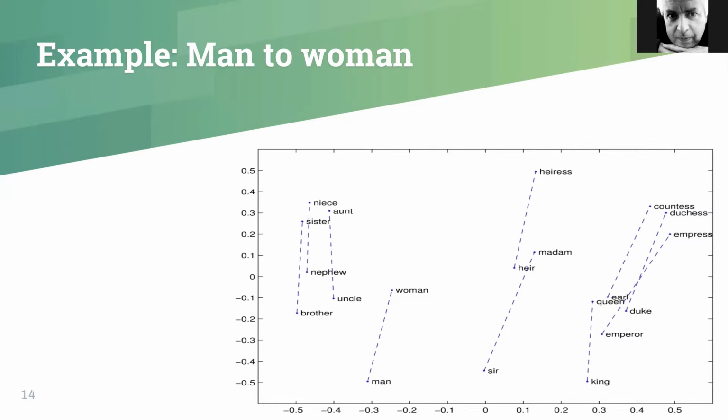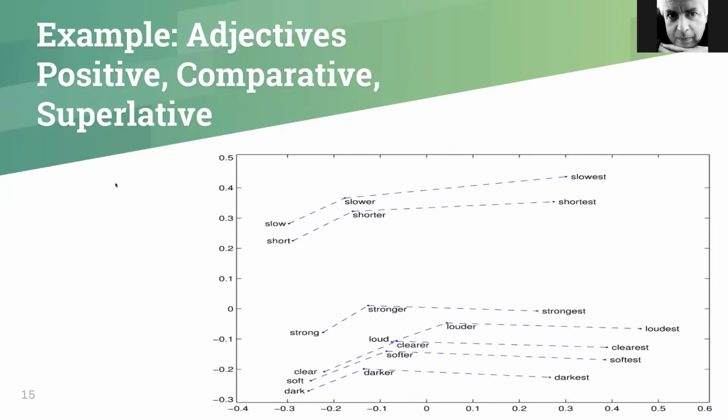The last example demonstrated gender shift. Here we see triples of the different inflections of adjectives. So the shift from positive to comparative has a characteristic direction and length, as does the shift from comparative to superlative. There are many other examples, not only of inflectional and derivational morphology, but of semantic relationships like capital city, CEO, and so on, which we'll see in some later examples.